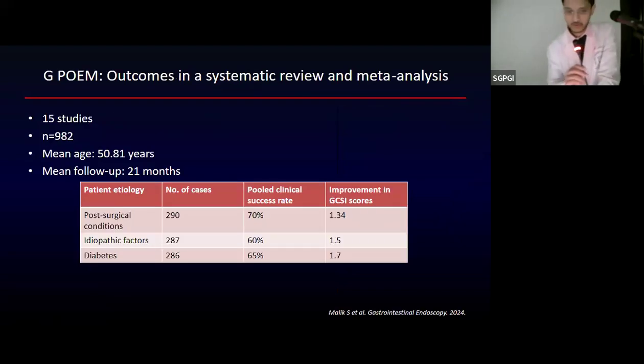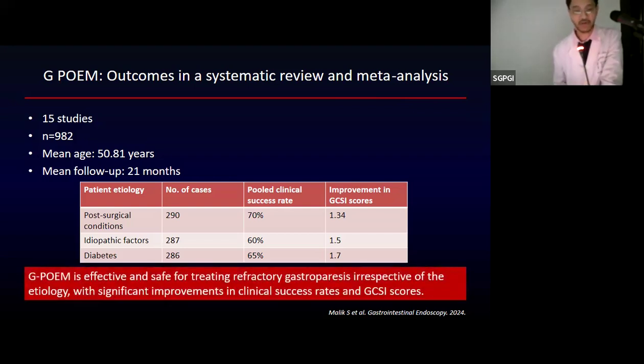To have a brief look at the evidence for G-POEM, a systematic review and meta-analysis published last year included 15 studies and about 1,000 patients. At a mean follow-up of 21 months, the clinical success rate was in the range of 60 to 70% in all the etiologies, that is, in post-surgical conditions, in idiopathic, as well as in patients having diabetes. And there was significant improvement in the GCSI scores. Hence, G-POEM is effective and safe for treating refractory gastroparesis, irrespective of the etiology, with significant improvements in clinical success rates and the GCSI scores.